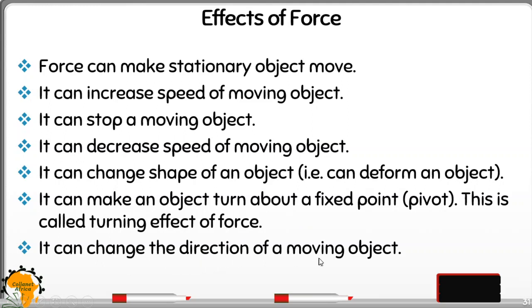It can change the direction of a moving body. You are in the field, 11 of you, playing football. Can you try and imagine the movement of that ball? It's kicked by your opponent, you kick it, your friend kicks it. You find that you can't even describe the motion of that ball. And it is being made to change by the application of the force. So force can change the direction of a moving object.